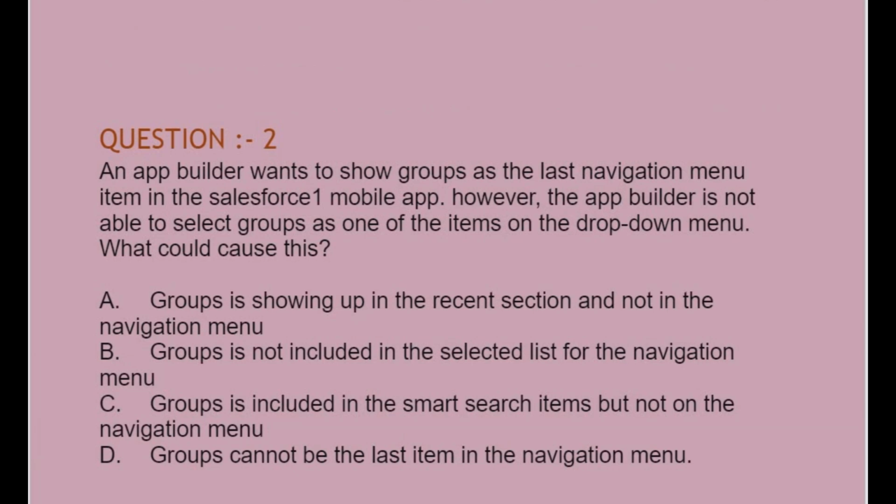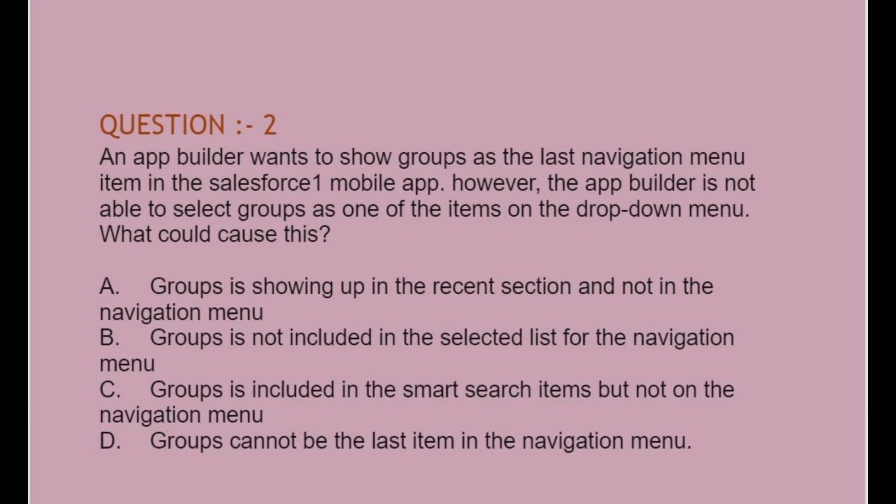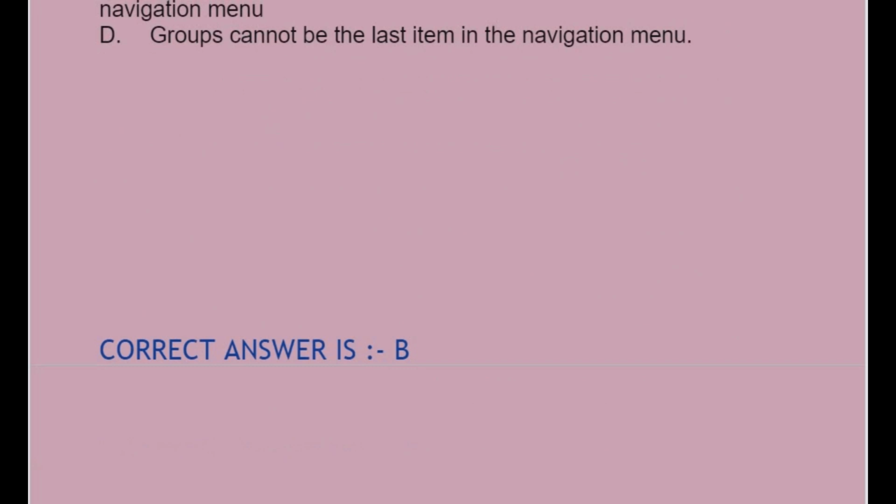Option A. Groups is showing up in the recent section and not in the navigation menu. Option B. Groups is not included in the selected list for the navigation menu. Option C. Groups is included in the Smart Search items but not on the navigation menu. Option D. Groups cannot be the last item in the navigation menu. Correct answer is option B.